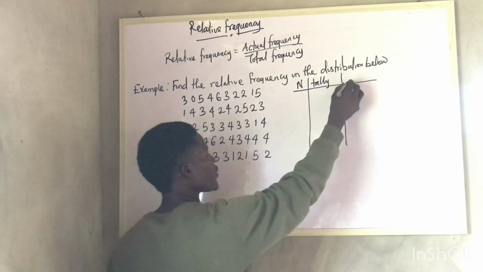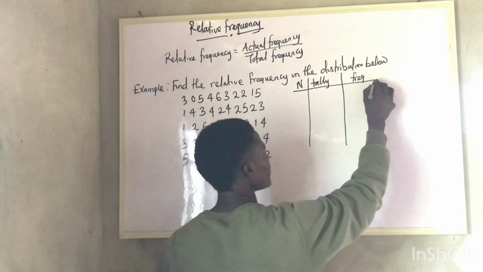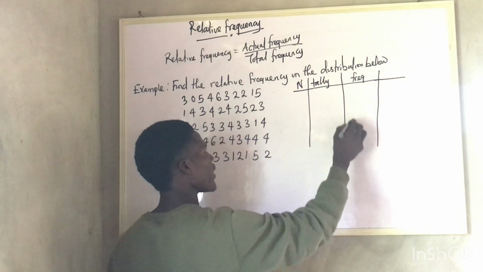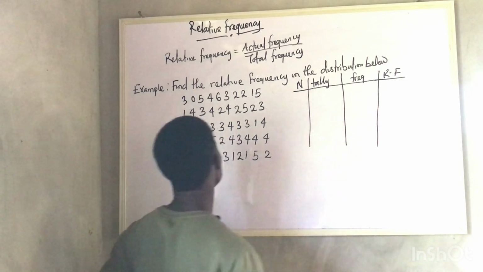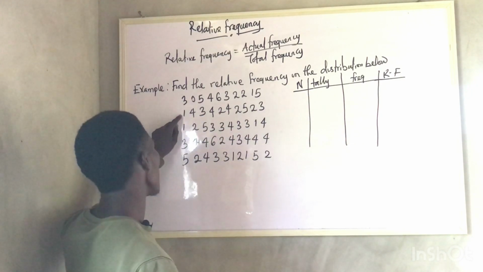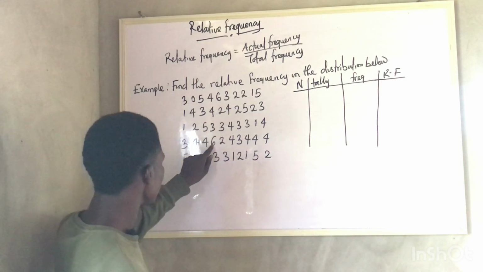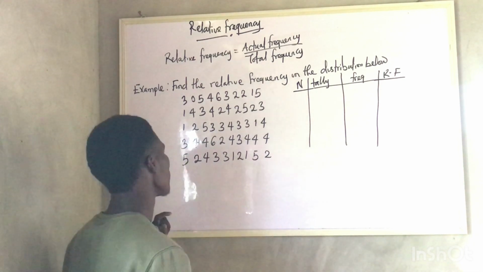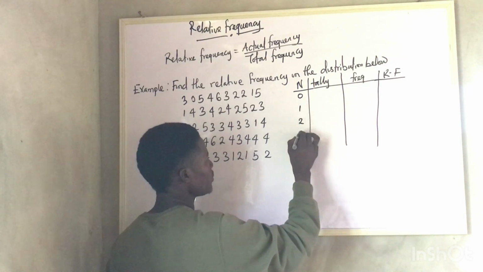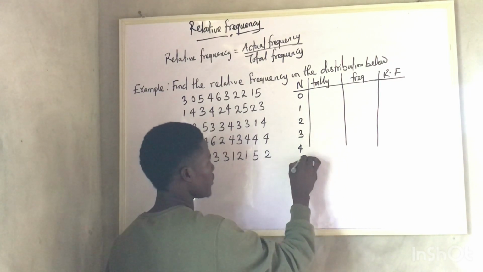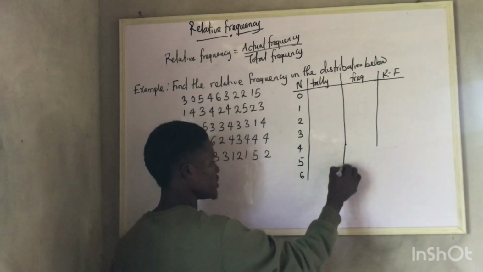Then we have frequency. Then we are now going to have our relative. So what are the numbers we have here? We have 0, 1, 2, 3, 4, 5, and 6. We don't have 7. Alright, so these are the numbers we have.